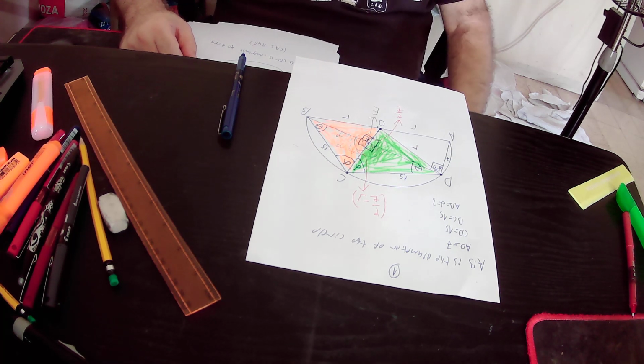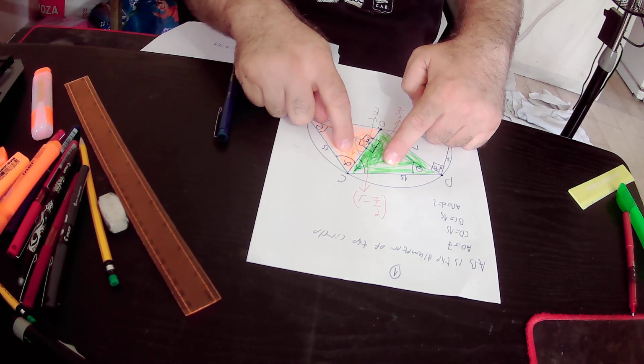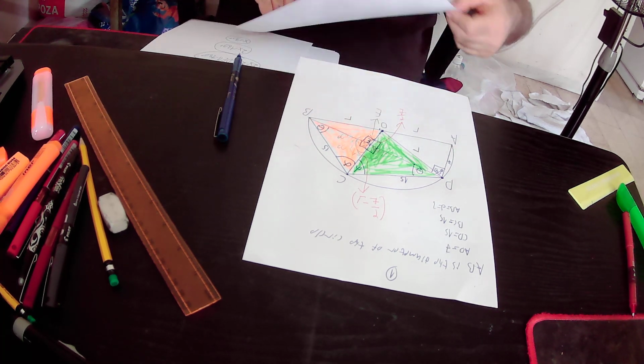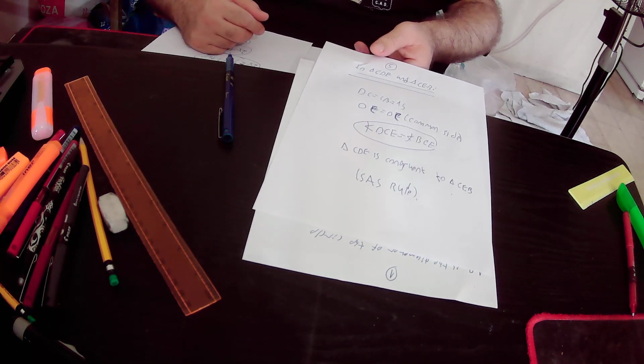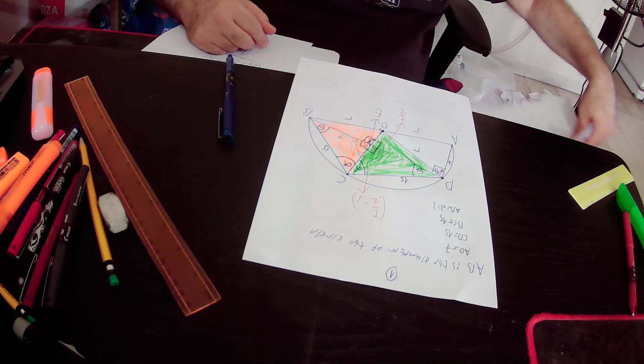Therefore, we can deduce that triangle CDE is congruent to triangle CEB. Those two triangles are congruent to each other according to the side-angle-side rule.